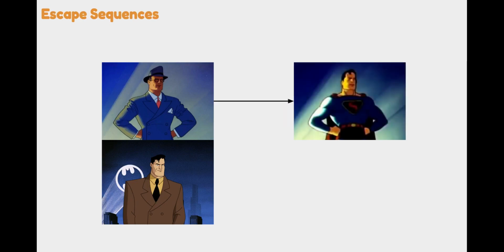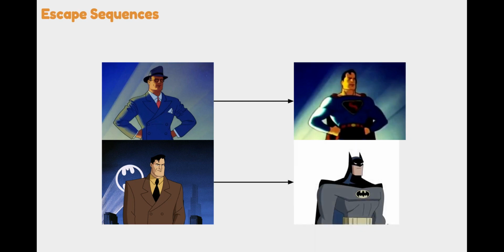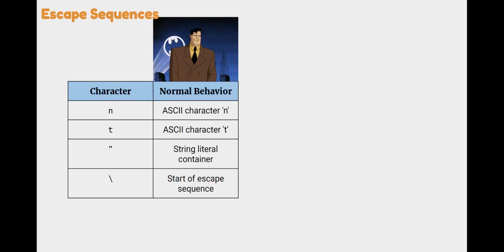Both of these characters have alter egos. Something happens that changes them from these normal people into something else. So Clark Kent changes into Superman, and Bruce Wayne changes into Batman. We have special string characters that do the same thing. So we're going to look at 4 of those characters, and we're going to see first what their normal behavior is. Then we're going to see how to turn them into their superpowered form and see what their superpower behavior is.